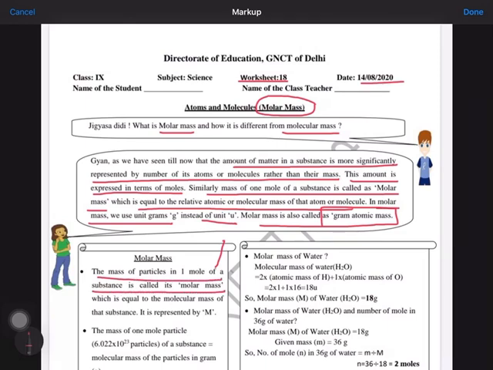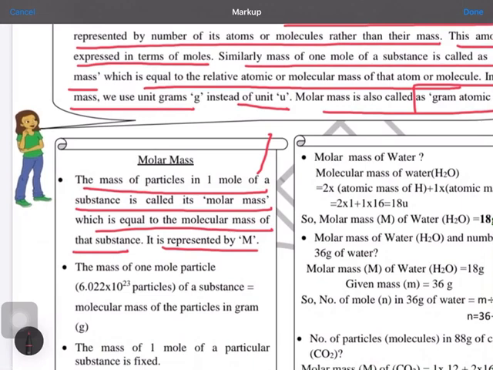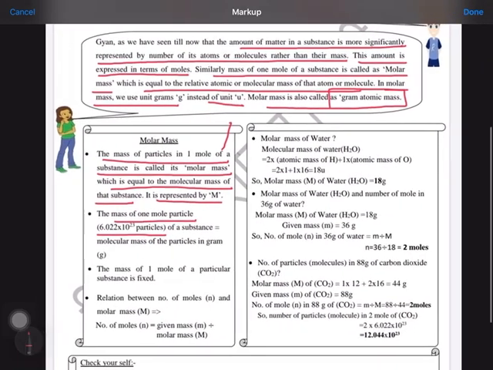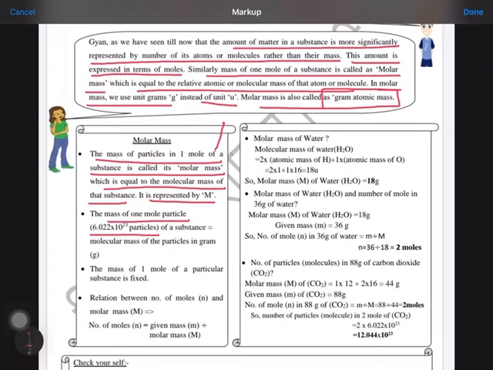Now, when we say the mass of a particle in 1 mole of a substance, it is called molar mass, which is equal to the molecular mass of that substance, and it is represented by M. So when we write molar mass, you have to remember that we write G, and when we are writing molecular mass, we have to write U. So the mass of a particle in 1 mole of a substance is called its molar mass. So the mass of 1 mole of particles, that means this number of particles, equals the molecular mass of the particle in grams. We have seen in the last worksheet also that for hydrogen we write 1 G and then we write 1 U. So it is just writing G and U, you can remember it.